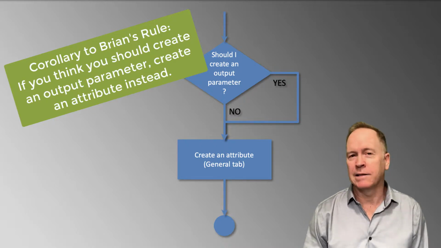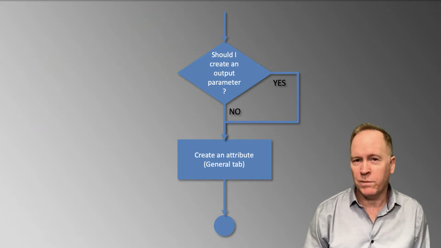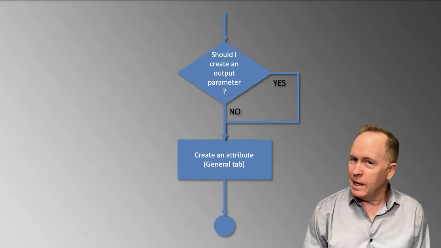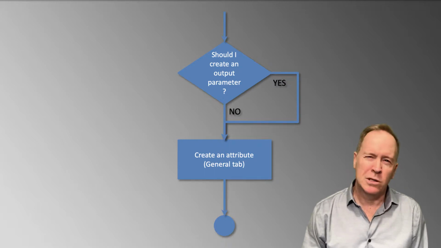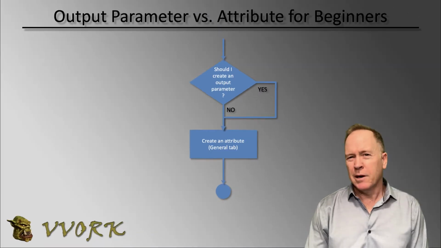But in the beginning, as an Orchestrator developer who's brand new to this Orchestrator workflow development thing, every time you think to create an output parameter, you should probably create an attribute instead. All right, let's move on.